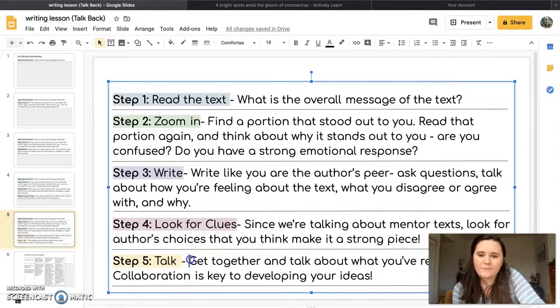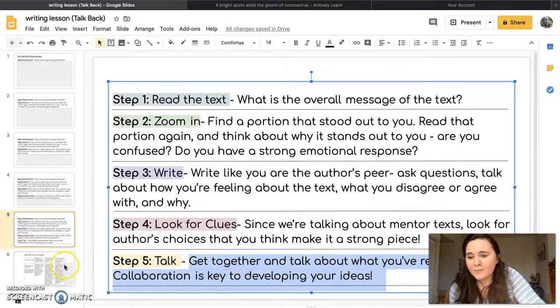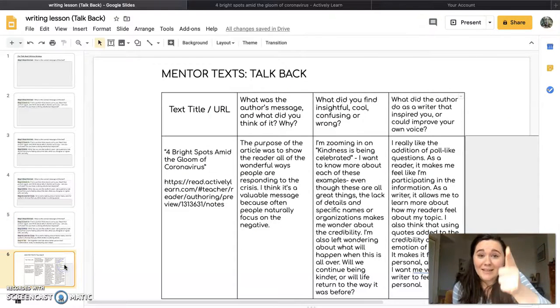And step 5, talk. When you are all done doing the first 4 steps, you're going to get together and talk about what you've done so far so that we can further understand where other people are coming from and form our own ideas. And we always learn so much better when we talk to each other about it. So what you're going to do now is try it yourselves.